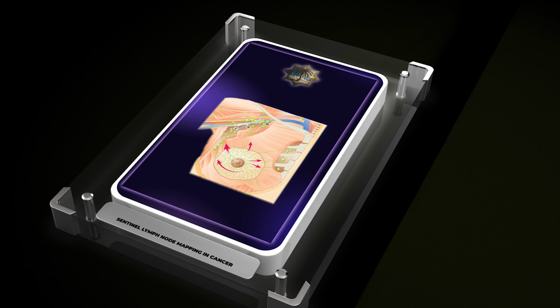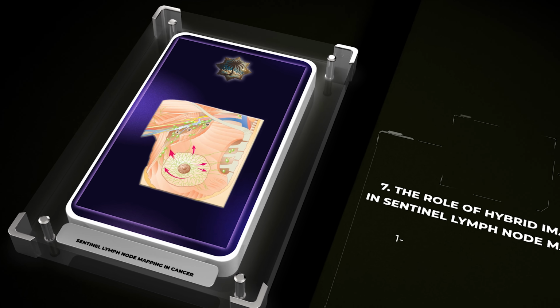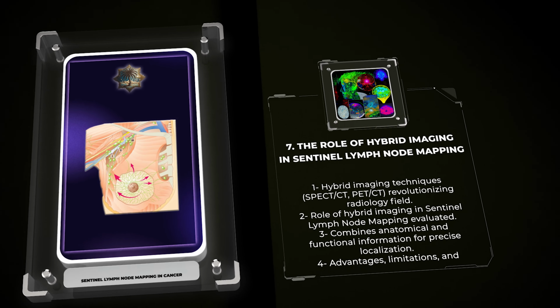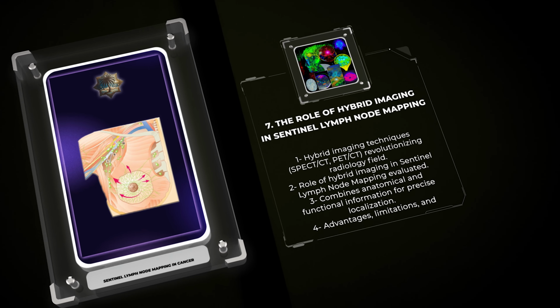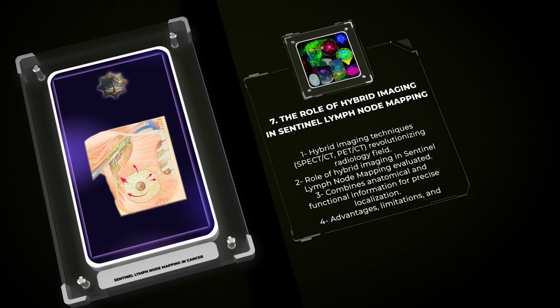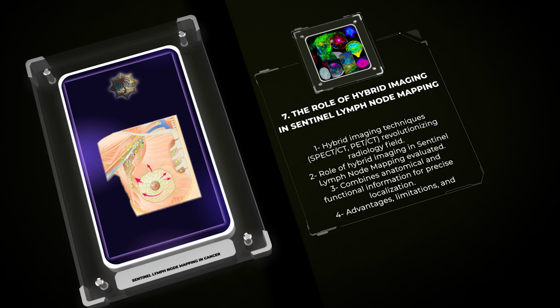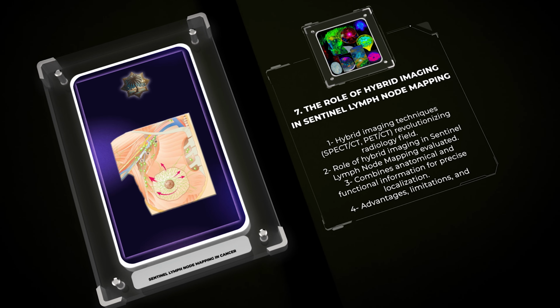Hybrid imaging techniques, such as SPECT/CT and PET/CT, have revolutionized the field of radiology. This topic evaluates the role of hybrid imaging in sentinel lymph node mapping, providing insights into its ability to combine anatomical and functional information for precise localization and characterization of sentinel lymph nodes. We discuss the advantages, limitations, and potential future developments in this evolving field.